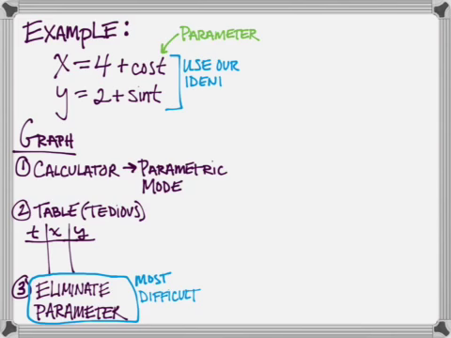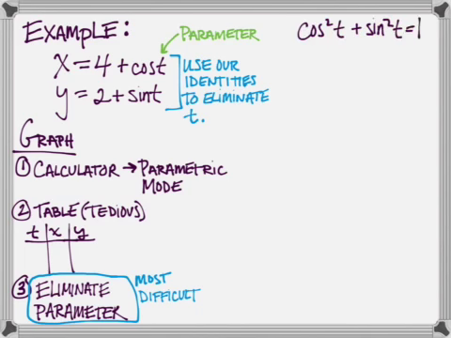So we're going to use our identities to get rid of t. And this is the one that I'm going to use. What's that one called again? Pythagorean identity. So I want to get somehow to cosine squared t plus sine squared t. And I know that's equal to 1. So my first step is going to be to square everything.